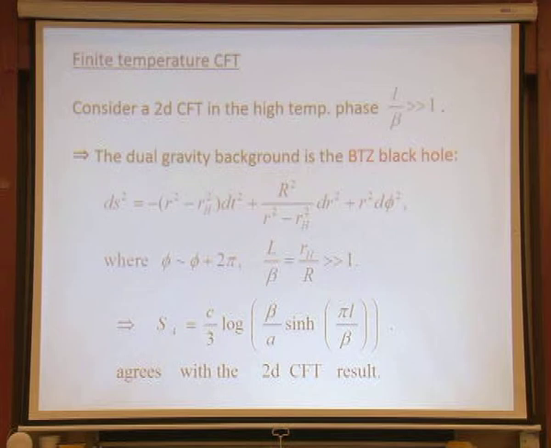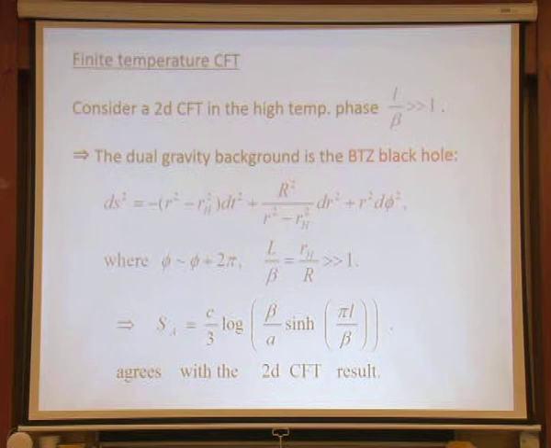In the high temperature phase, we can just forget about the summation over geometries. We just look at the black hole geometry. In this case, the dual background is an AdS black hole. In three dimensions, this is the so-called BTZ black hole, which also appeared in Rajesh's lecture, with a very simple metric. In this case, we can easily compute the minimal area curve, the minimal area surface. Then we get this entropy, and this again agrees with the 2D CFT result.